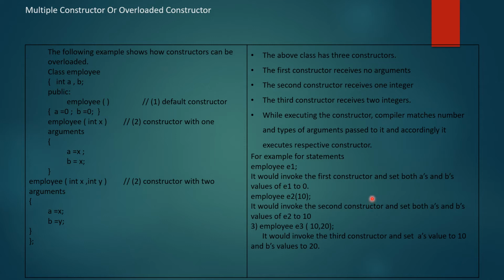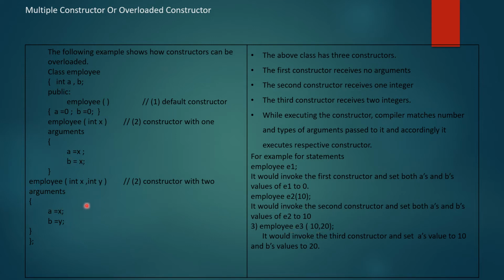Now we will see what happens when you call in void main. Suppose you have written employee E1. It will invoke the default constructor. Invoke means it will call this constructor and assign a and b as 0. If you have a display function and you write E1.display, then you will get the values of a and b as 0. Then in second, employee E2(10). Here a and b get the value from x. What is the value of x? 10. So a and b will be 10. And for E3, 10, 20.